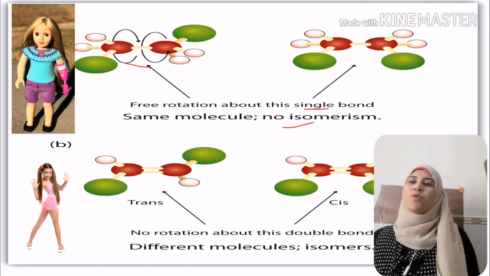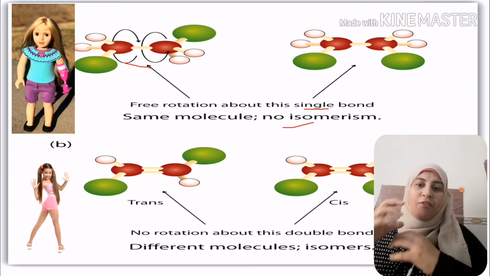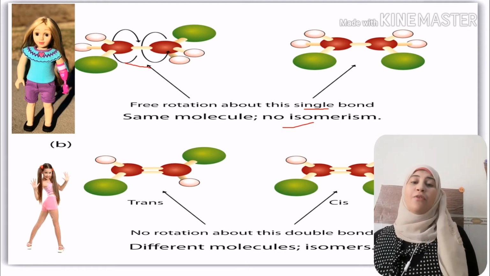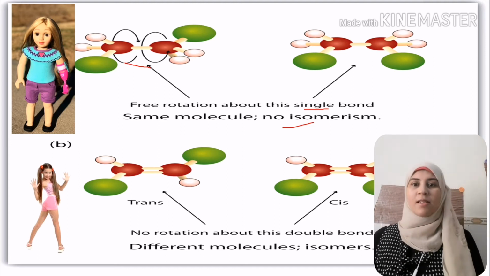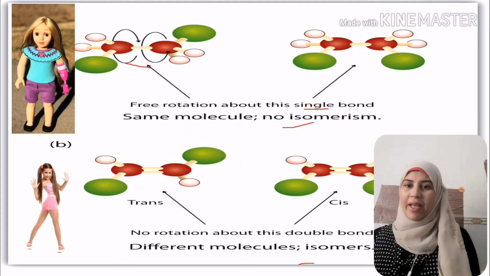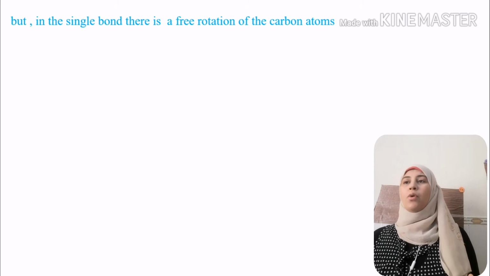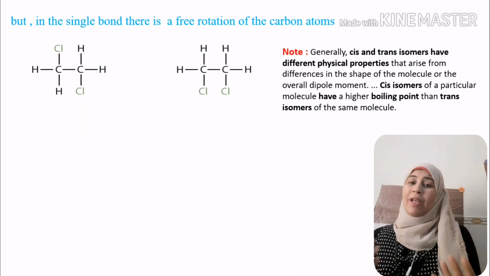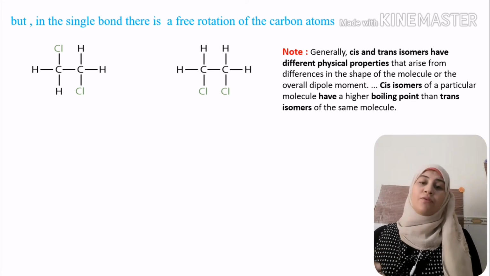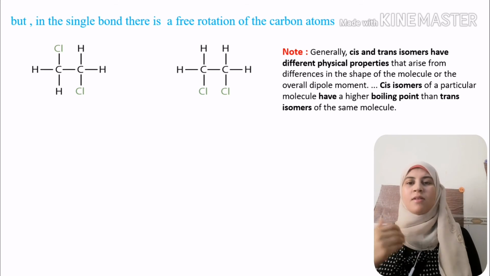But in the case of alkenes, we have restricted rotation. It is impossible to make rotation. If I make rotation in the alkenes, we have a new compound. We transfer from cis to trans or from trans to cis. So we have no rotation, so we have isomers. We change the compound. Okay? Let's complete together. In the case of the single bond, there is free rotation. According to the free rotation, we have different physical properties. These different properties arise from the change in the arrangement of the bulky groups. I explained it in the last slide.